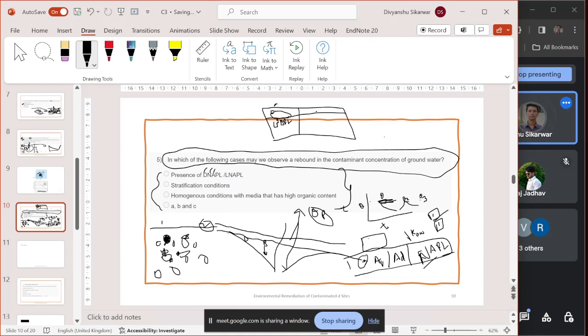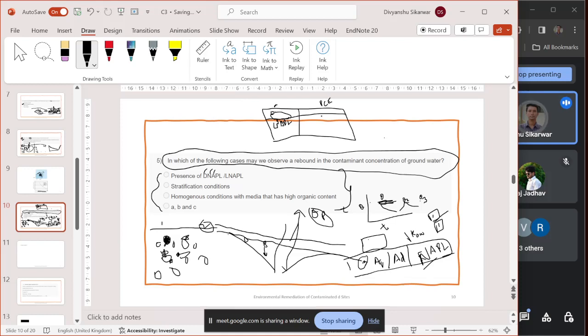On the other hand, if we have a contaminant like PCE, which has high density as compared to water, what will happen in this case? This compound will sink to the bottom, and some of it might also get dissolved. So this is the example of DNAPL.